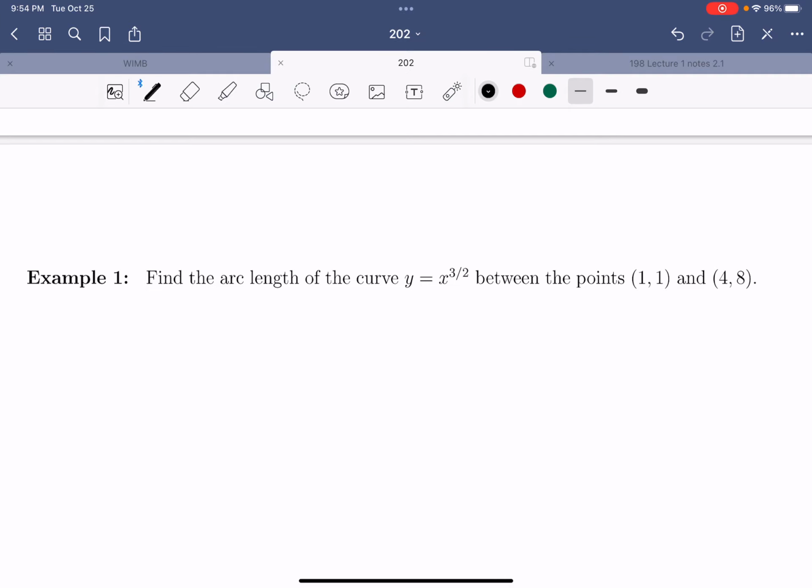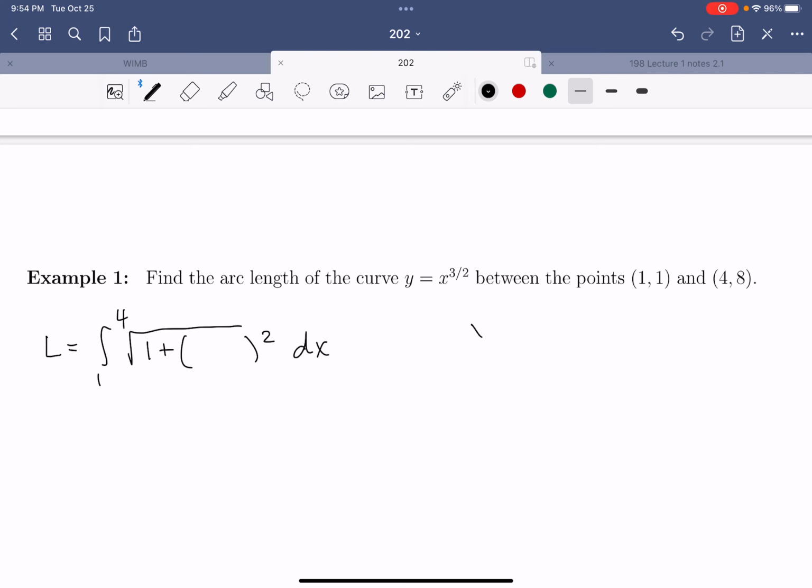So example 1, we're going to find the arc length of the curve y equals x to the 3 halves between the points 1, 1 and 4, 8. Okay, so that means the length of the curve is the integral from 1 to 4, because I'm going to integrate with respect to x, so I want the x values. And we want the square root of 1 plus the derivative squared dx.